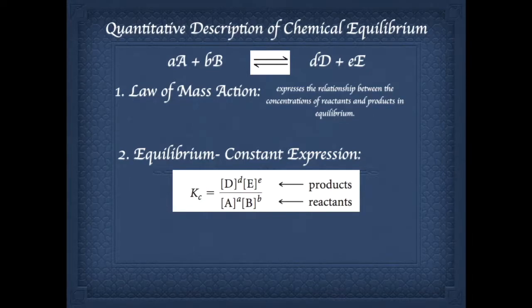So specifically what you do is you say the constant, your equilibrium constant, which is your Kc, equals the concentration of your product, D, raised to its coefficient times the concentration of E raised to its coefficient, divided by the same thing but this time with the reactants. So notice your products are in the numerator while your reactants are in the denominator.